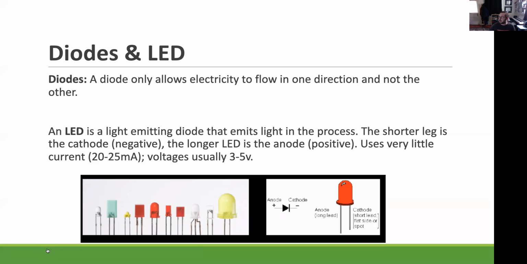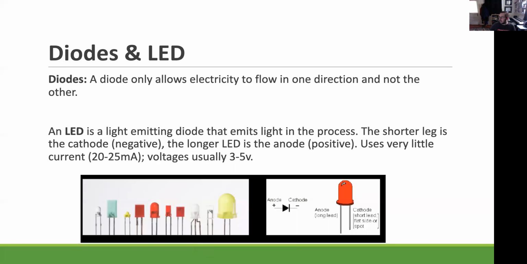You'll notice that one side is longer than the other on the wires, kind of detailed a little bit in this diagram right there. And that longer side is the positive side. So that's just how you can tell that apart when you plug them in. They use very little current, as you can see here, so you'll need some kind of resistor in order to get them to work, so that way you don't blow them out.